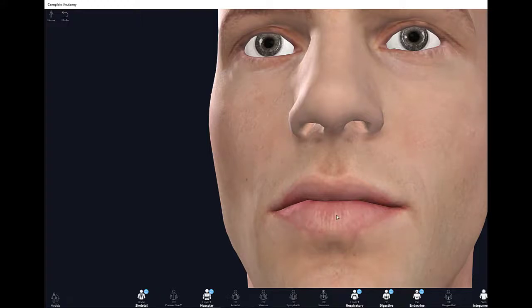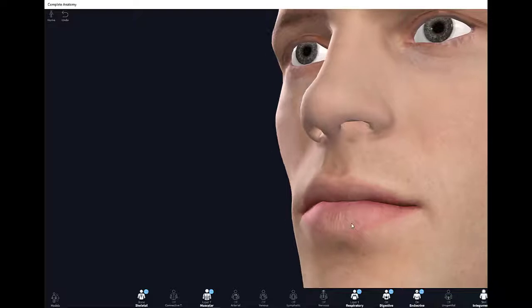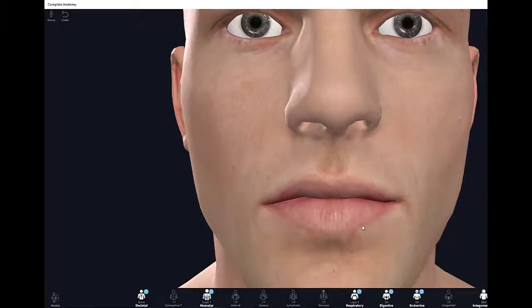If you've ever bitten your lip or cut your lip in any other way, you will know how much they bleed. And the upper lip is going to be supplied by the superior labial arteries of the facial and infraorbital arteries, whereas the lower lip is going to be supplied by the inferior labial arteries, which come from the facial and the mental arteries.